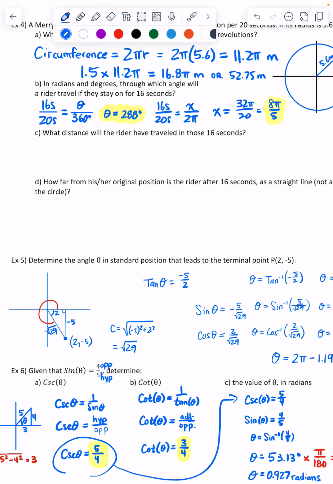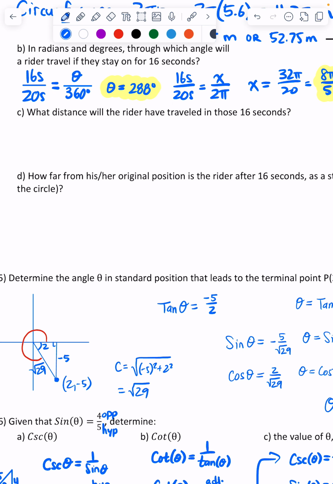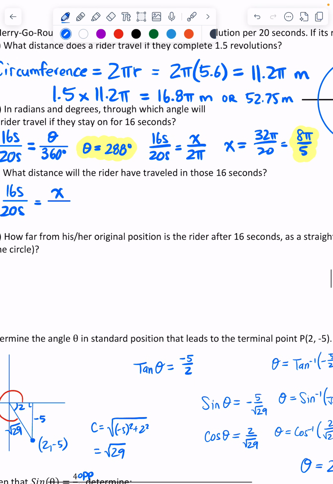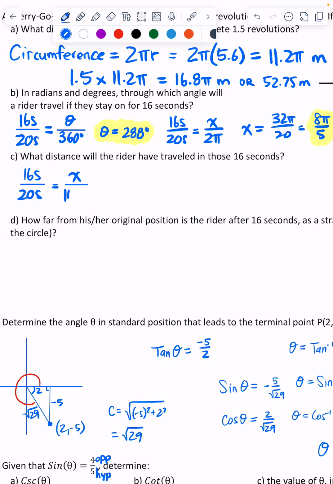Okay, the next one, what distance will the rider have traveled in those 16 seconds? So identical question, except this time instead of an angle, we're talking about a distance. So they've gone 16 seconds out of a full circle. So how far will they travel out of the full circle's distance, right? So 16.8 pi. So again, part of a whole equals part of a whole.